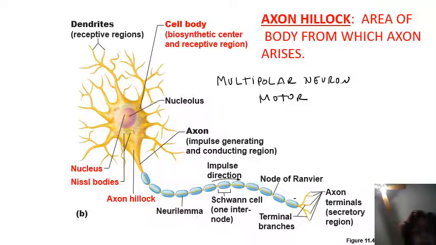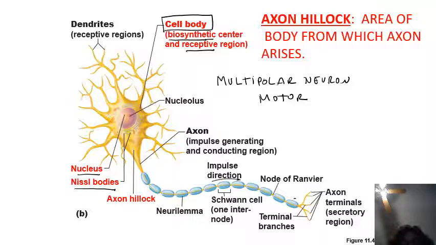Neurons consist of a cell body, the cell body being the biosynthetic and one of the receptor regions of the neuron. The biosynthetic region is the region that contains the nucleus and organelles like the Nissl bodies that are involved in production of substances like the neurotransmitters.